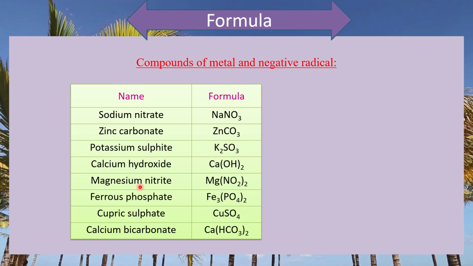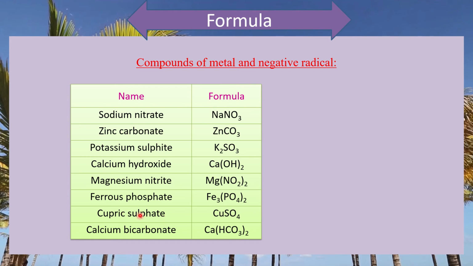2. Magnesium nitrite. It is one radical and magnesium metal. Mg(NO2)2: the valency of nitrite is 1, so no need to write anything there, but the valency of magnesium is 2, so one bracket will be used here and 2 is written below. Ferrous phosphate: ferrous means the valency of iron is 2 and the valency of phosphate is 3. So both valencies will be written here, Fe3(PO4)2.